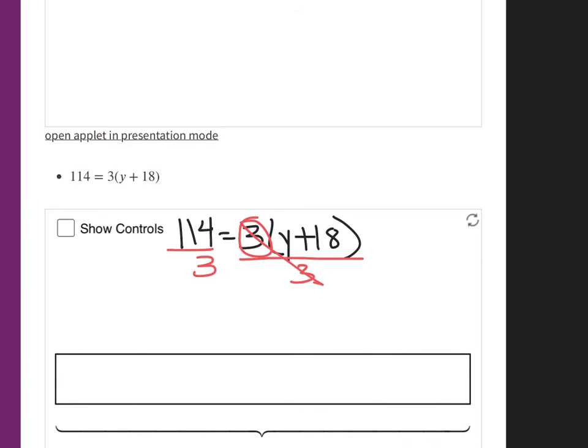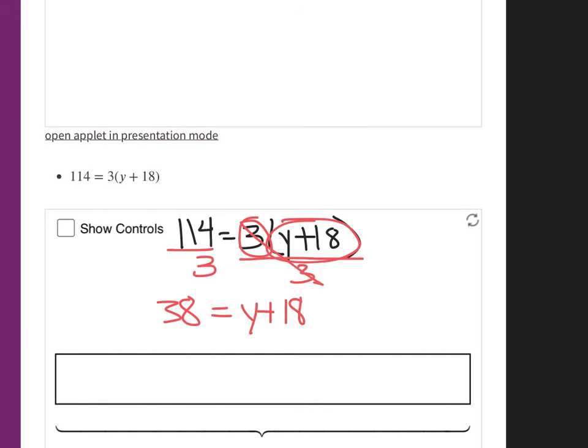So, using my calculator, 114 divided by 3. Let me pull it up real fast. 114 divided by 3 is 38. So we have 38 equals y plus 18. We just write down what we didn't use inside the parentheses.